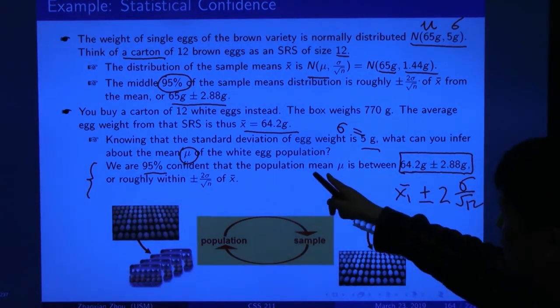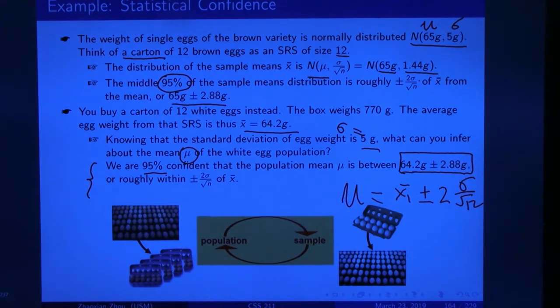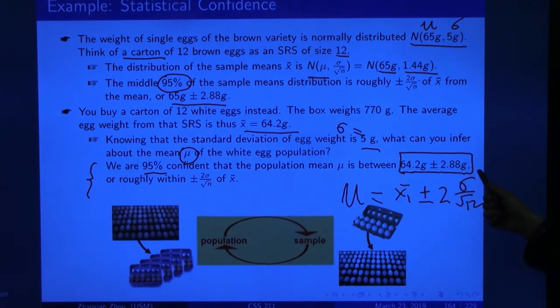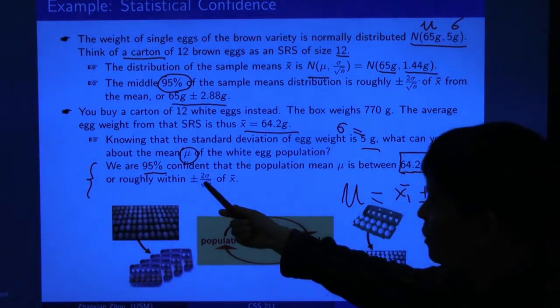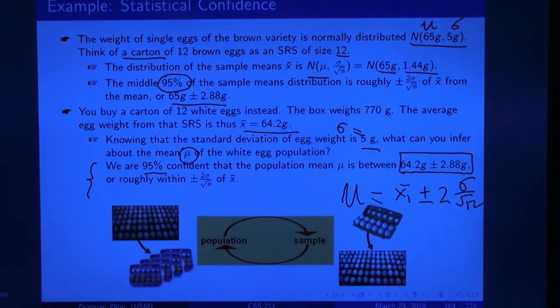That the population mean mu here is between this one minus 2.88 to this one plus 2.88. So all roughly within this plus and minus 2 standard deviations over square root of n of the x bar. So this is how we infer the population parameter.